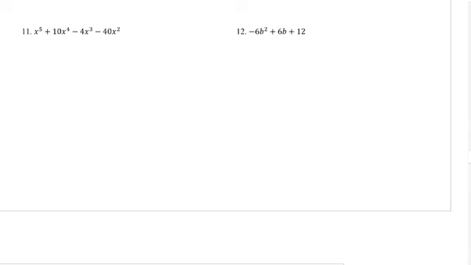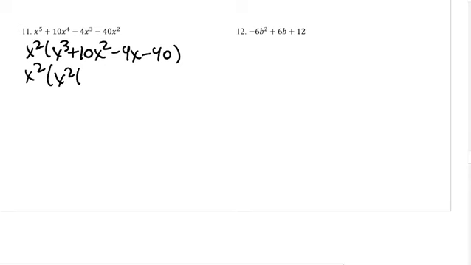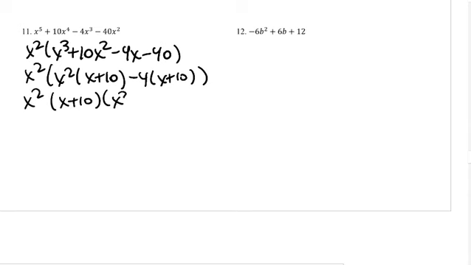Okay, here I've got two more. x to the fifth and 10x to the fourth. I've got a greatest common factor of x squared. And then I'm going to have x squared times x plus 10 and negative 4 times x plus 10. I'm going to factor out the x plus 10. I'm left with an x squared and a negative 4. That's a difference of 2 squares, so I can keep going.